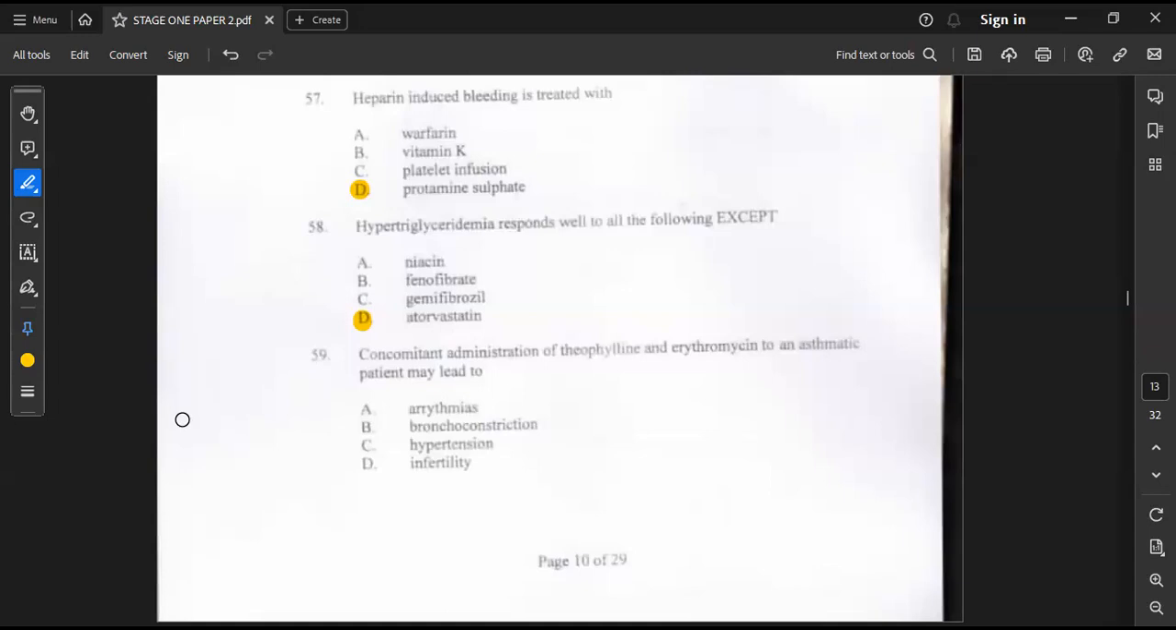Concomitant administration of theophylline and erythromycin in asthmatic patients can lead to arrhythmias, bronchoconstriction, hypertension, infertility. So erythromycin is an enzyme inhibitor, right? If we administer it with theophylline, that will reduce the metabolism of theophylline, leading to high levels of theophylline. So it will exacerbate the effects of theophylline, such as seizures, nausea, vomiting, irritability, arrhythmias, irregular heartbeats, and all that. So I think the answer is A. What do you guys think?